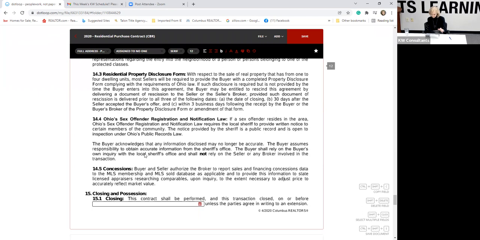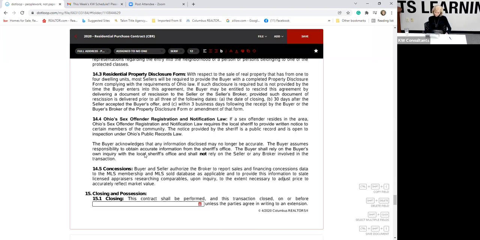Residential property disclosure form, they should be able to sign that the day that they sign the contract. It's kind of up to the other agent to provide it. Sometimes that can be difficult. And if they don't provide it in a timely manner, you can send the contract if you want to, or you can do an addendum and just ask them again, but you just need to get it prior to the closing. 14, Ohio Sex Offender Registration and Notification Law.